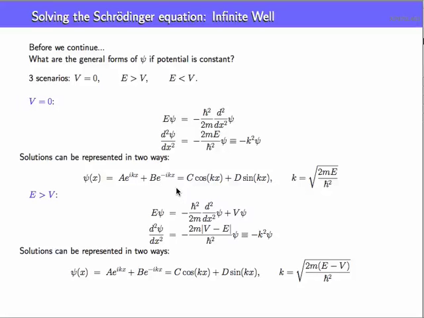Using the Euler relation, we can also write this as sines and cosines: C cosine kx plus D sine kx. And again, k here, going back, is the square root of 2mE over h bar squared.